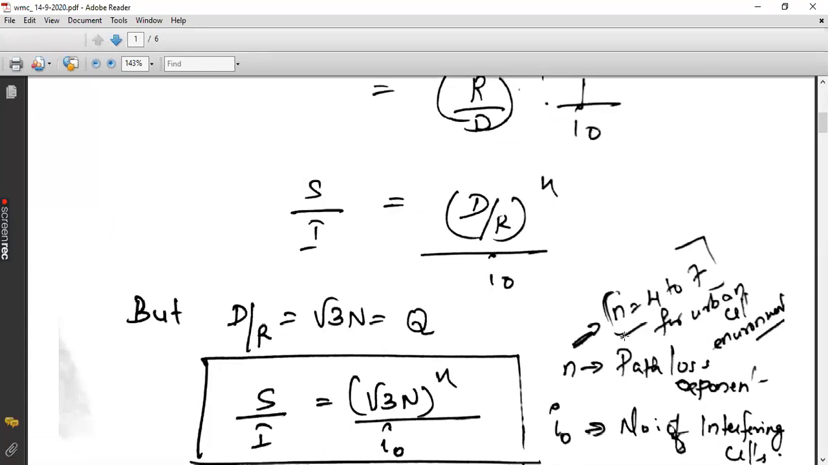It can be from 2 to 7, 4 to 7, that depends upon the environment. But normally we will consider n as 4 in all the examples because of the urban environment scenario. So please note down, n is known as path loss exponent. Its value is 4. Typically it is 4 to 7, but ideally I will take n as 4.